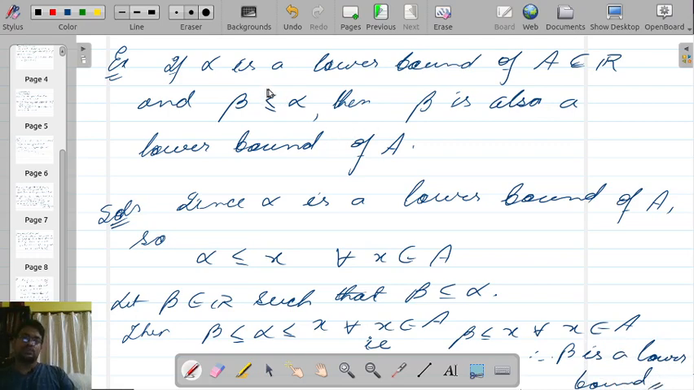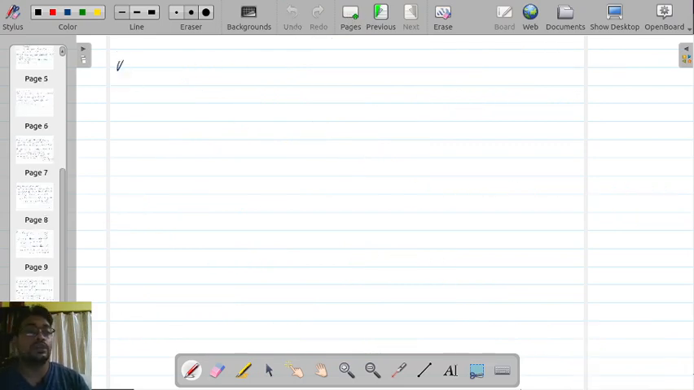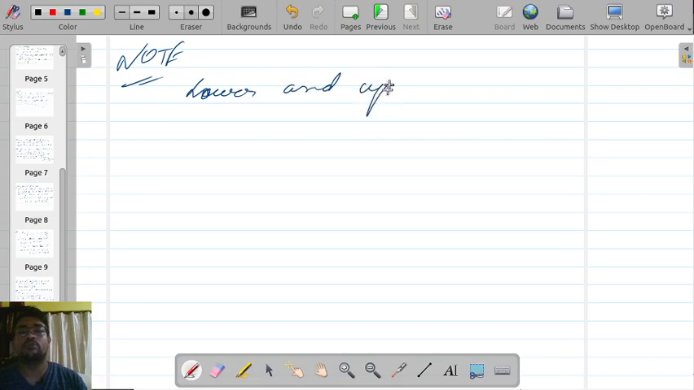So if a set has a lower bound, it actually has infinitely many lower bounds. That is why we always say a lower bound, not the lower bound. Lower bounds and upper bounds are not unique. So we will write this as a note: lower and upper bounds are not unique.